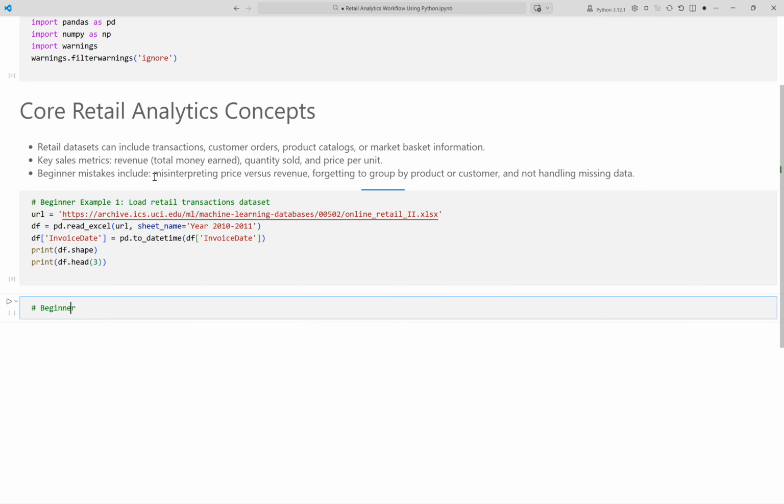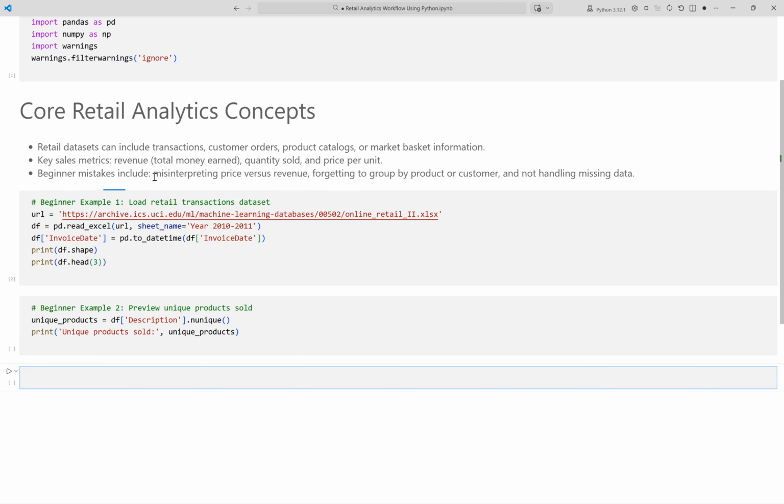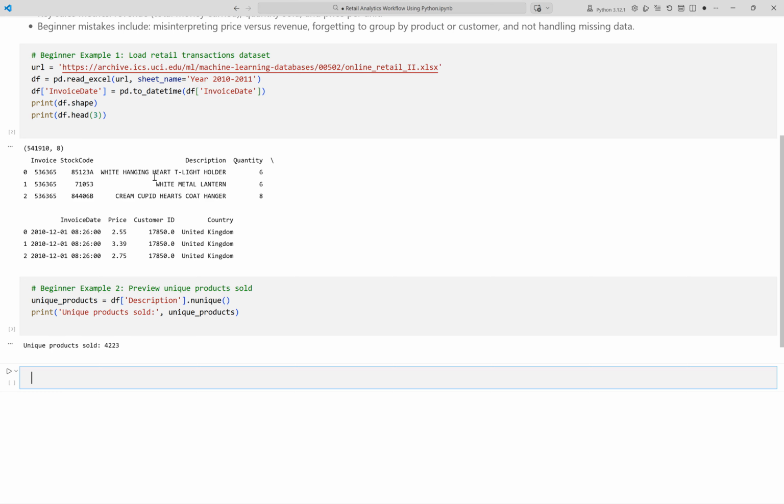Knowing how many different products are sold helps us estimate catalog size and inventory risk. We count unique product descriptions. We print the number of unique products sold in this transaction dataset. Running the cell now. This output shows the total number of unique products sold, which is 4,223. Noticing the count of distinct product descriptions helps us understand the product variety in the dataset and emphasizes the importance of correctly identifying unique items when analyzing sales data. This step prevents common mistakes like double counting products when calculating metrics by product. Practice prompt: try previewing a list of unique product names in the dataset.